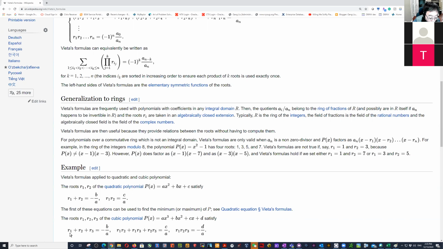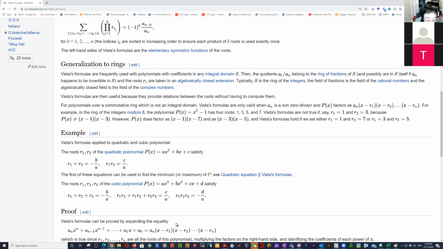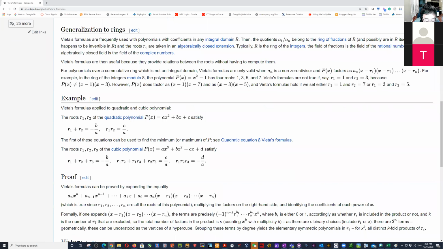For the cubic form, R1 plus R2 plus R3 is equal to negative B over A. And this is the second symmetric sum. Starting from negative, the next one is going to be positive, the next one negative. So it's just flip-flop. The reason behind it is that you pick your product, pick your terms, and it depends on how many negative signs you accumulate along the way. That's why the flip-flop phenomenon shows up.